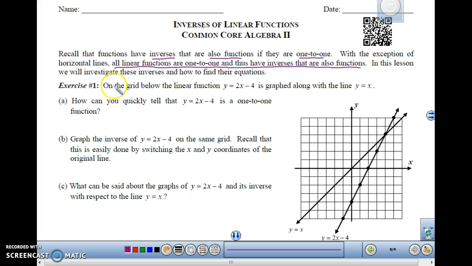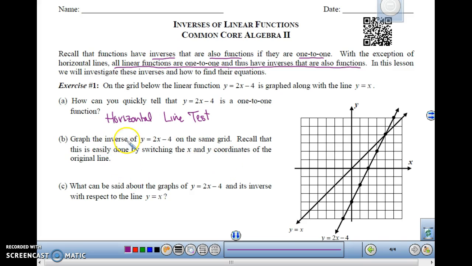All right, now, let's take a look at an example. On the grid below, the linear function y equals 2x minus 4 is graphed along with the line y equals x. How can you quickly tell that y equals 2x minus 4 is a one-to-one function? Well, we have to know if it's one-to-one by using the horizontal line test. If we draw a horizontal line and it touches the function only once, then the function is one-to-one. So therefore, its inverse will also be a function.